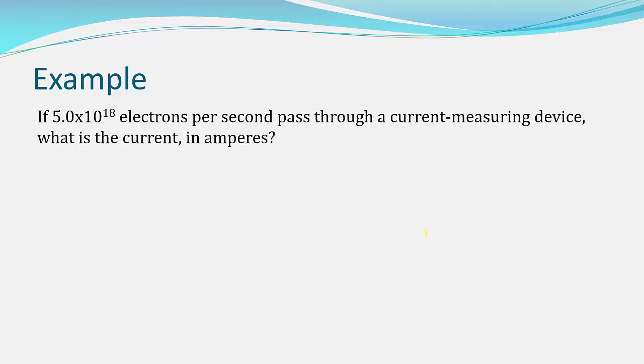And now try this question. It's a little bit trickier, nothing too serious. If you have 5 times 10 to the 18 electrons passing a point every second, what is the current? Give that a go.